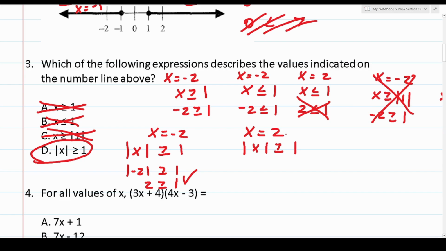Now let's plug in 2 for x. So this becomes the absolute value of 2 is greater than or equal to 1. The absolute value of +2 is just 2. 2 is greater than or equal to 1. That's also a true statement. So the two x values that I took from this number line, as indicated by the line above the graph, do work for this expression. So we know D is the correct answer.